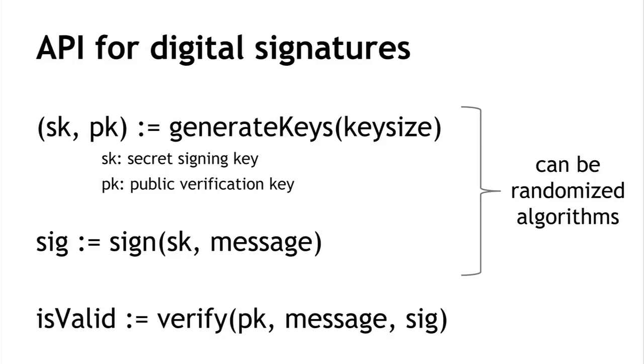So these three operations, these three algorithms, constitute a signature scheme. I'll note that the first two can be randomized algorithms. The verification won't be; it will always be deterministic. And in fact, if you think about it, generate keys had better be randomized, because it ought to be generating different keys for different people.